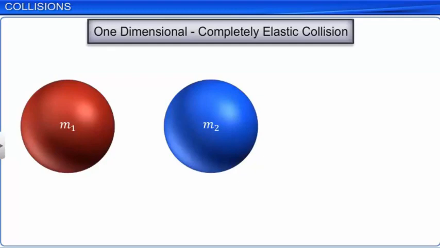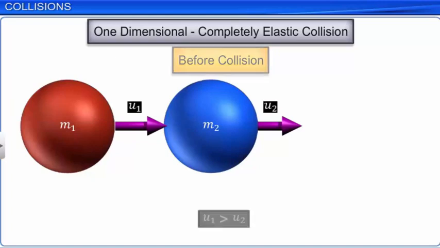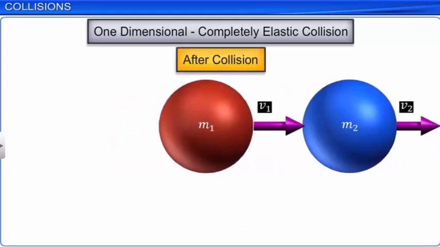Consider a head-on collision, that is, one in which the velocities of the bodies before and after the collision are along the same straight line. The mass of the first body is m1 and is moving towards the right with velocity u1. The mass of the second body is m2 and is also moving towards the right with velocity u2, such that the two bodies are moving along the same straight line. If u1 is greater than u2, then there will be a collision between the two bodies. Let the collision between the two bodies be elastic, which implies that it is a completely elastic collision. Let the velocity of m1 be v1 and that of m2 be v2 just after the elastic collision.